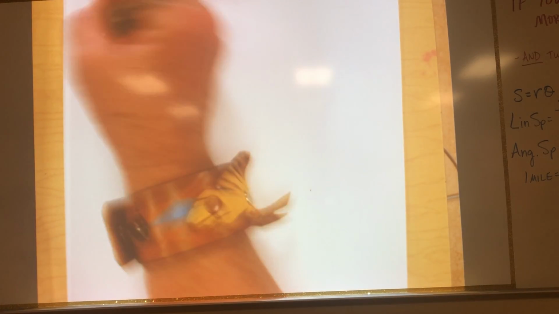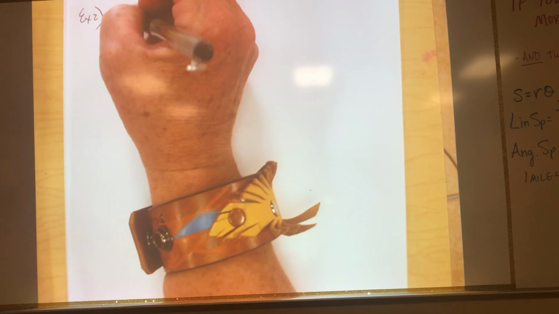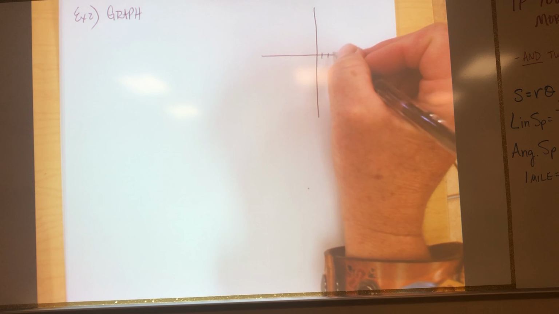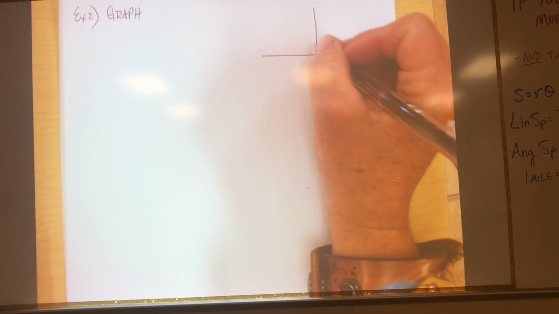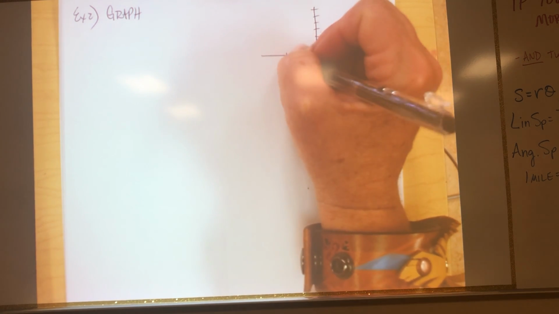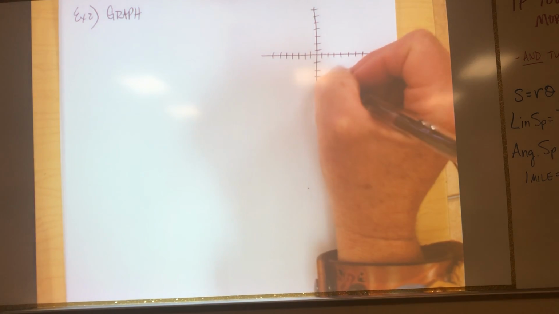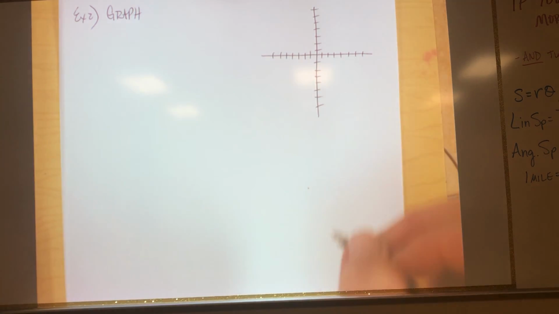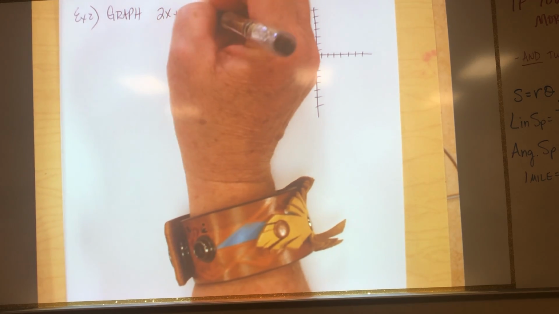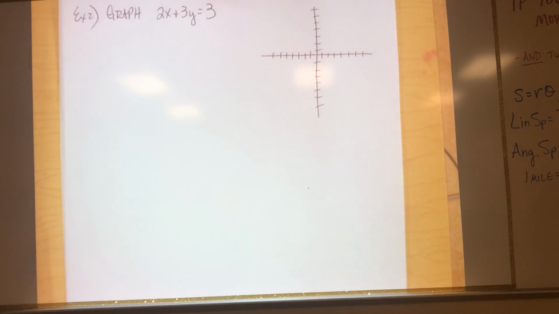All right. Let's try another problem. This is example two. We're going to graph. All right? So, I'm going to draw me one more little graph over here. And we're going to graph 2x plus 3y equals 3. All right, I'm going to give you a minute to do it. 2x plus 3y equals 3.